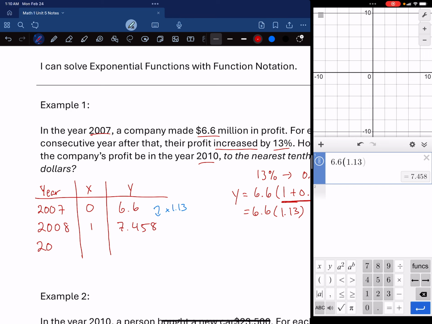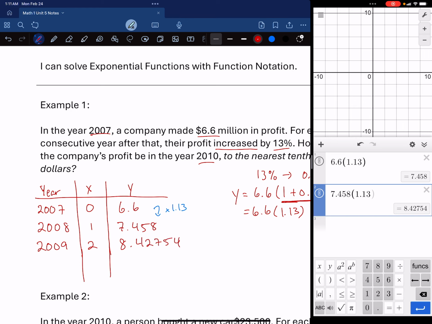Okay, to get to the year 2009, we're now 2 years into the future. We're going to multiply the number we just had by increasing it by 13%. So I'm just going to take 7.458 and multiply that by 1.13. Okay, so we get $8.4275 million, right? Because again, we're just taking this number here and we're increasing it by multiplying it by 1.13, right?